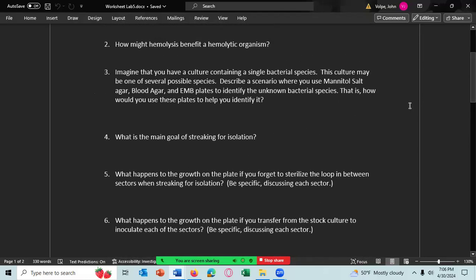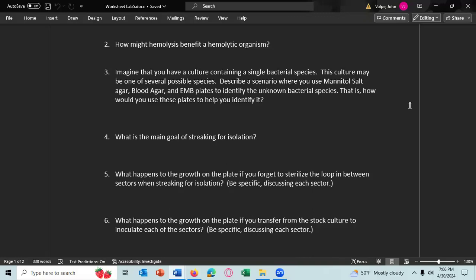Three, imagine you have a culture containing a single bacteria species. This culture can be one of many possible species. Describe a scenario where you use mannitol salt agar, blood agar, and EMB plates to help identify the unknown bacterial species. That is, how would you use these plates to help you identify it?